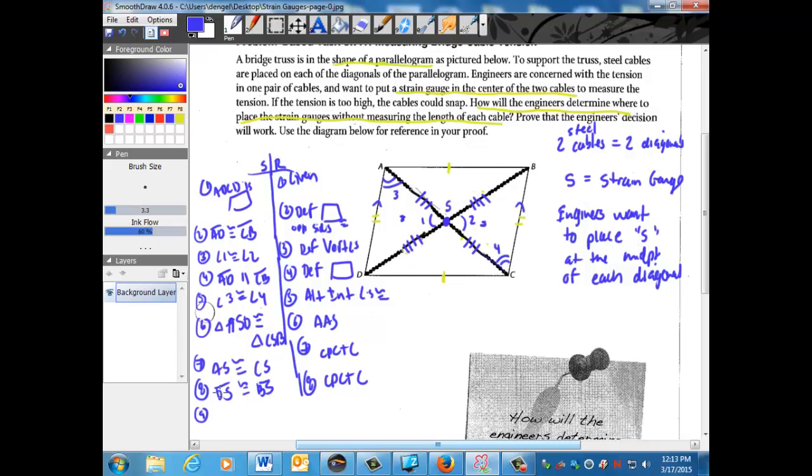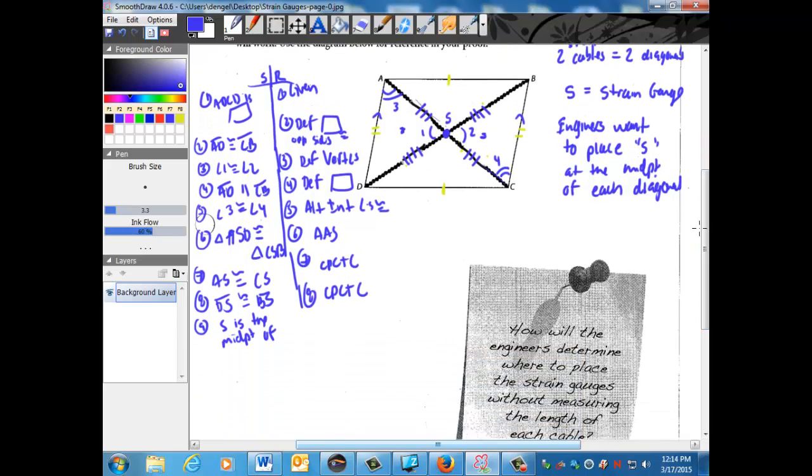All right, therefore, I am now allowed to say that S is the midpoint of, and how are we going to say that? S is the midpoint of AC and DB. And how did I know that? Because we just showed that these diagonals bisect each other.